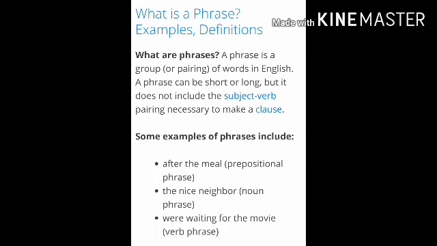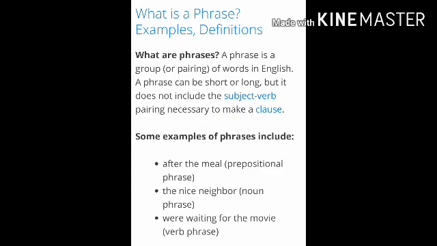Do you find a subject here? No. Do you find a verb here? Are we talking about a person who is eating the meal? We are just saying, okay, after the meal. We don't know who the subject is and who is eating. So that is the reason this group of words which does not have a subject-verb combination is called a phrase.